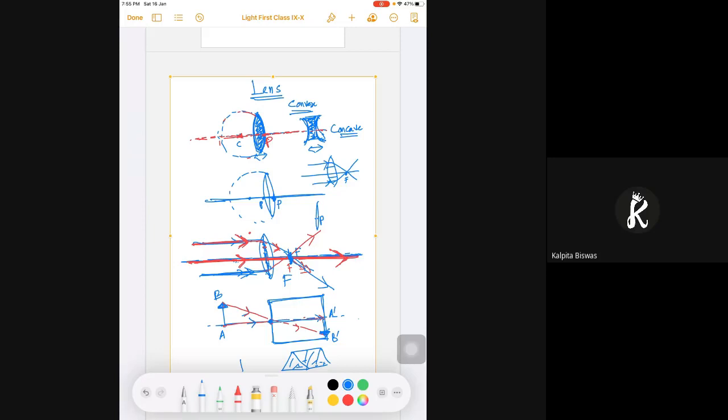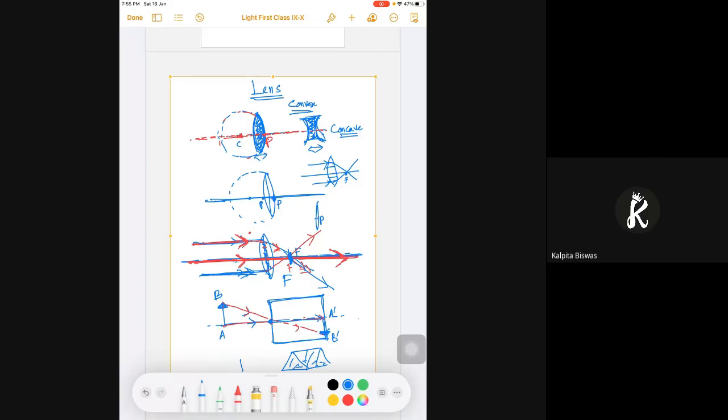Now we will go to our next part, how we get the formula of the lens. Three points are very important: the center of curvature, the focus of the lens, and the pole of the lens.